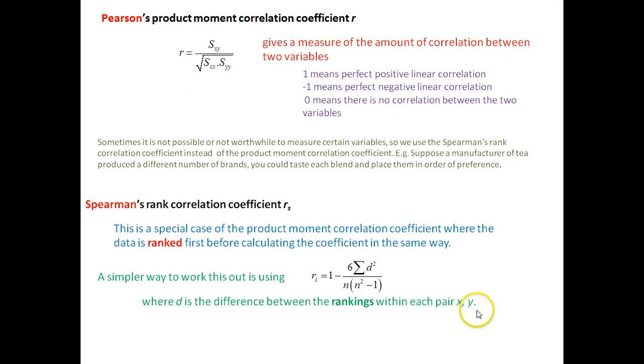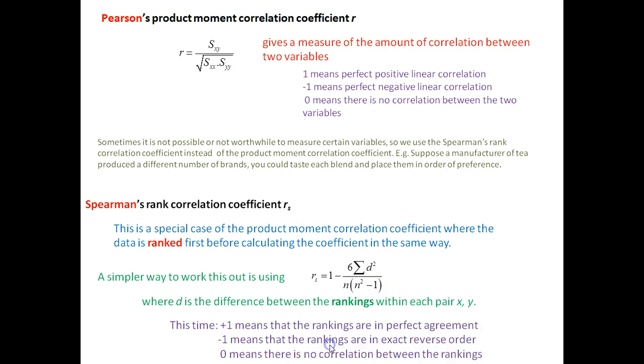Or, a simpler way is to use the following formula, where d is the difference between the rankings within each pair, x, y. So d squared doesn't matter if the difference is positive or negative, and we can use that to work out the Spearman's rank correlation coefficient. This time, a +1 means that the rankings are in perfect agreement. A -1 means that the rankings are in exact reverse order, and a 0 means there's no correlation between the rankings, and any number in between gives you an idea of the agreement between the rankings.